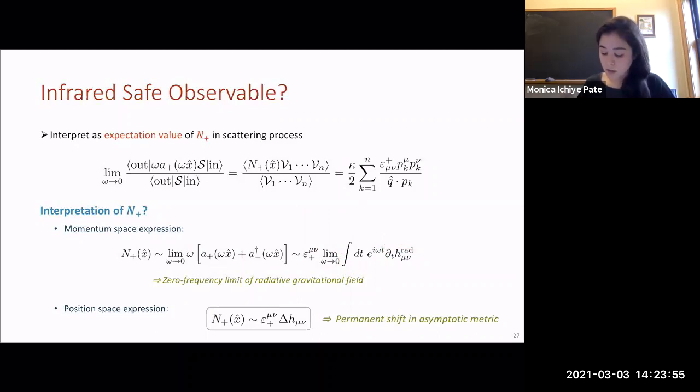And so the key thing to notice is that if you take omega to zero, this is a total time derivative. And so really this N plus is to be identified with a permanent shift in the asymptotic metric. So in other words, the ratio of these soft parts of the S matrix are telling us about the expectation value for a permanent shift in the metric in the background of a scattering process.